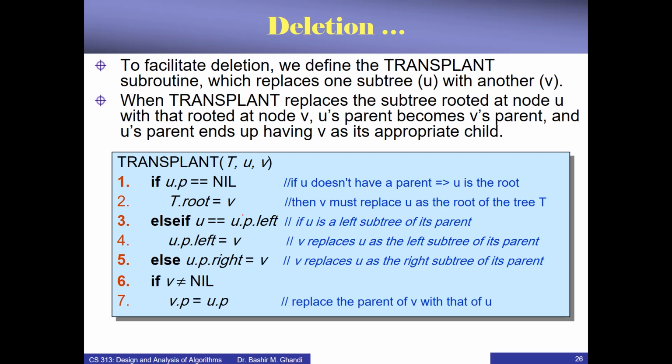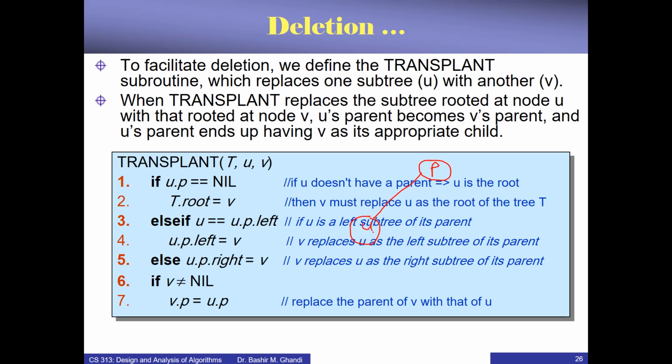Okay, so with that taken care of, let us now try to do the replacement. There are two things to do. First, we check if U is equal to U dot P dot left. What does that mean? It means if U is a left child of its parent. To see that, let's do the drawing again. This is our parent, and this is U.